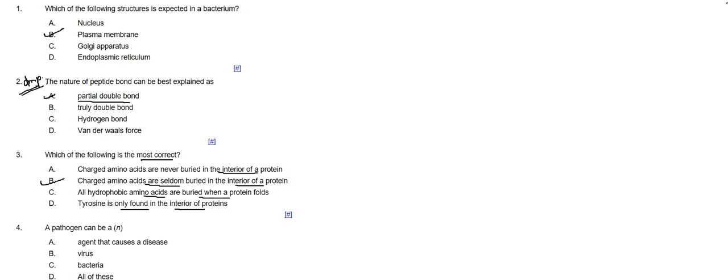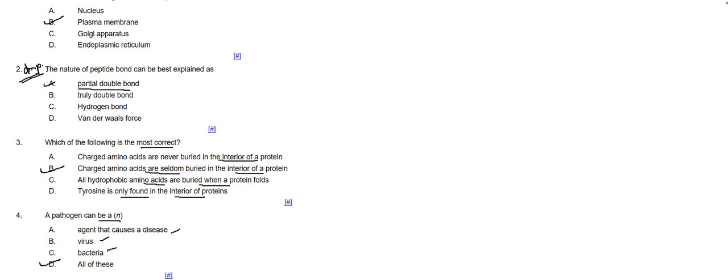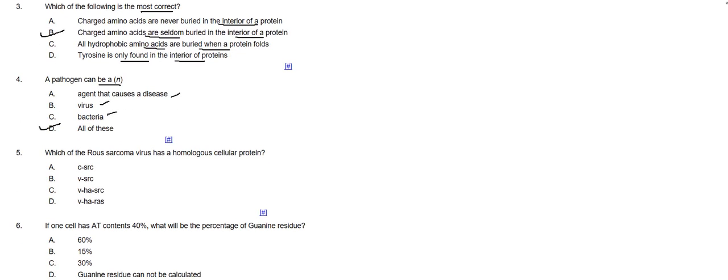Okay, they are not exposed. Next is a pathogen can be a. So a pathogen can be an agent that causes the disease. It can be virus, it can be bacteria, so it can be all of these. Okay, next. Number 5. Which of the Rous sarcoma virus has a homologous cellular protein? So, CSRC is a Rous sarcoma virus which has a homologous cellular protein. Okay, next is number 6.